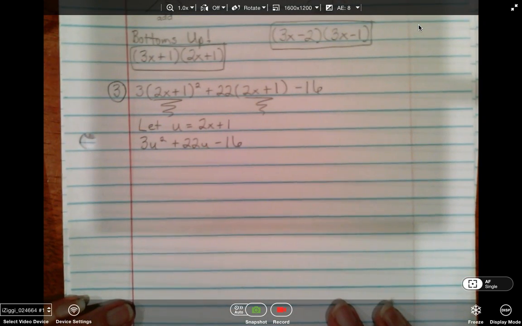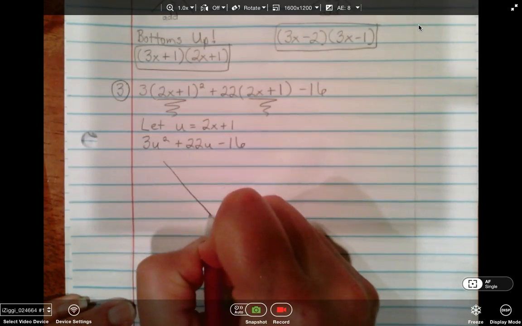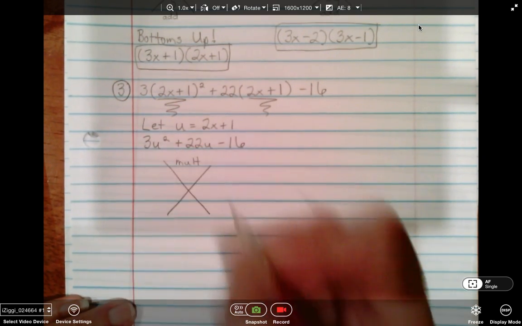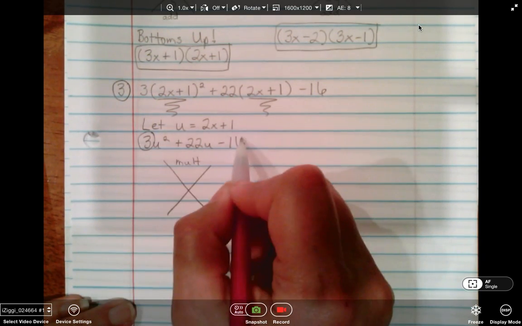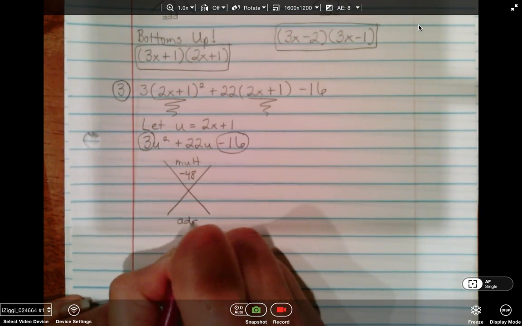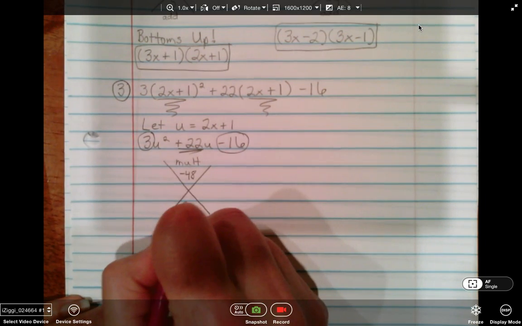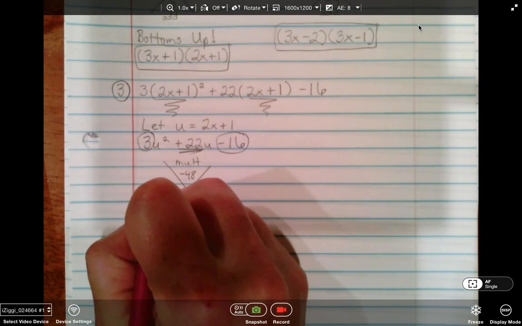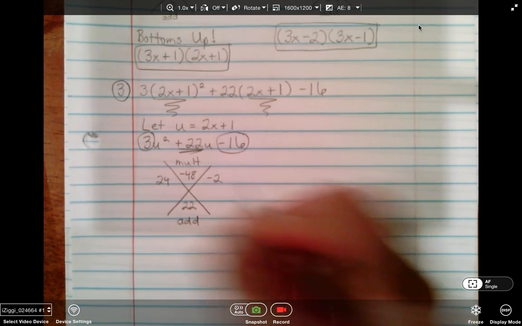We're just going to do the x method. I need two numbers that multiply to give me 3 times negative 16, or negative 48, and then add to give me positive 22. Now, to have a negative product, one number's got to be positive and one number has to be negative. So the two numbers that I multiply to get negative 48 and add to get positive 22 are going to be positive 24 and negative 2.